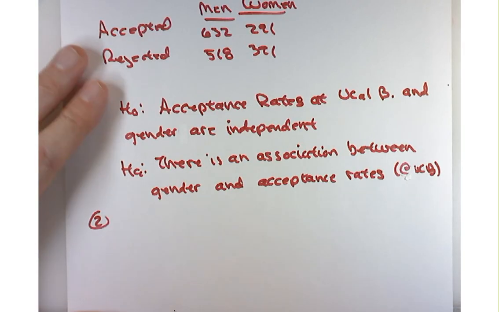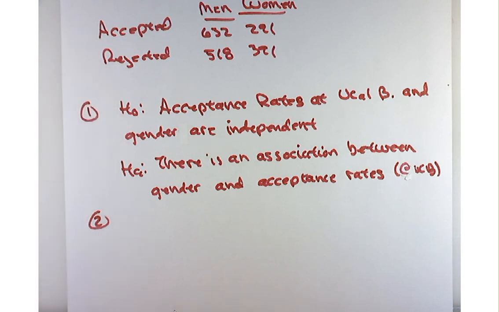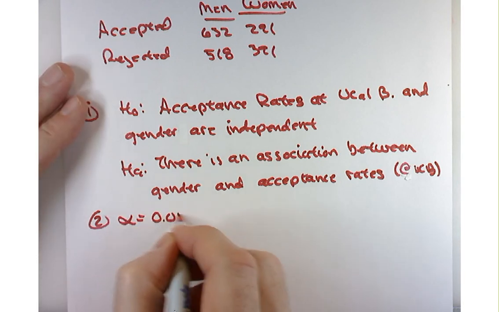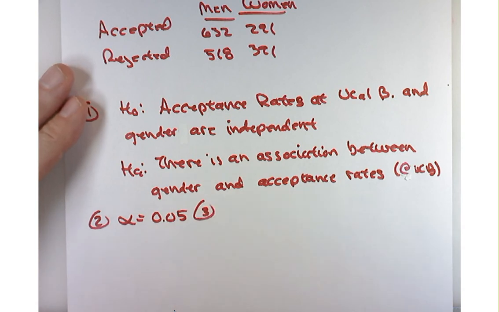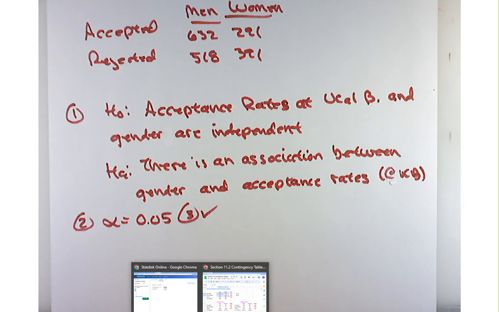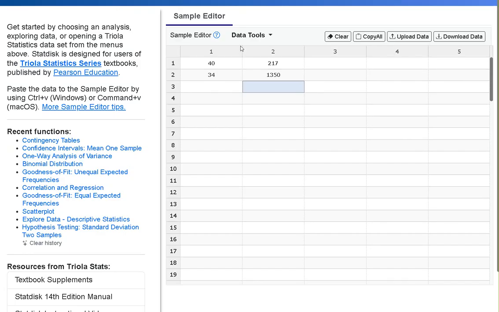Now, I haven't given you an alpha on this one, so let's decide on alpha for ourselves. What do you think we should use for alpha? 0.05? Okay. Let's enter our data. That's this next step here, and we're gonna enter data from this table. Stat disk. Let's clear out the old stuff and bang away at the new stuff. 632, 518, 291, and 391. Okay.